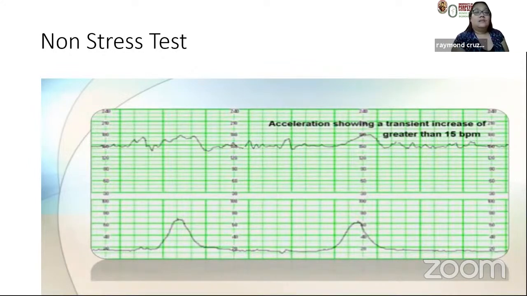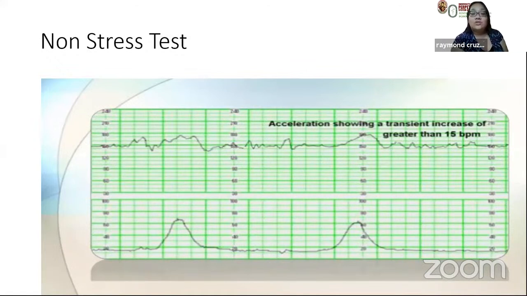Okay. Then you have your acceleration. So that is defined in the slide. Acceleration, increase of greater than 15 beats per minute for more than 15 seconds. Okay. Your deceleration, decrease of 15 beats per minute for more than 15 seconds, and we will have different decelerations. Okay, and your uterine contractions.